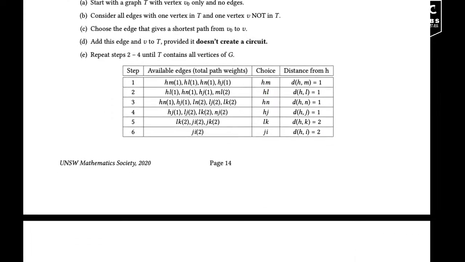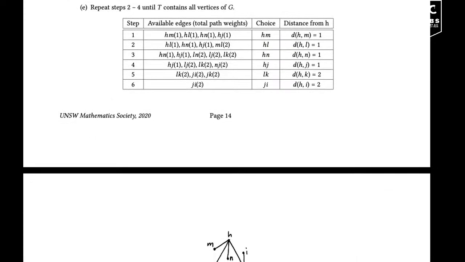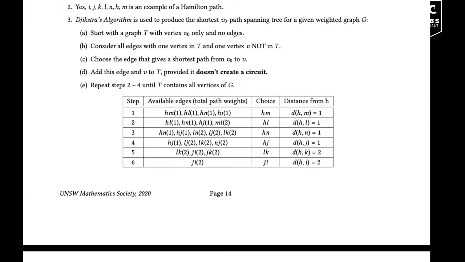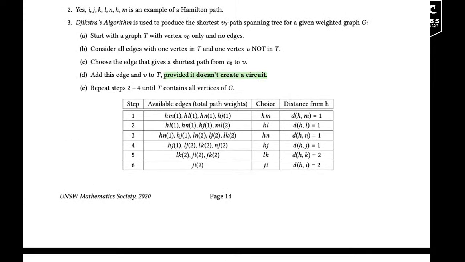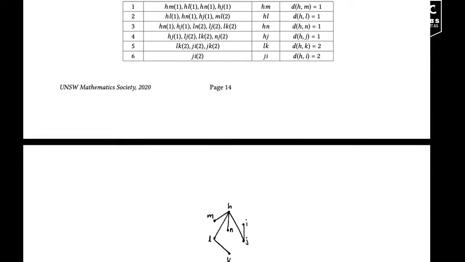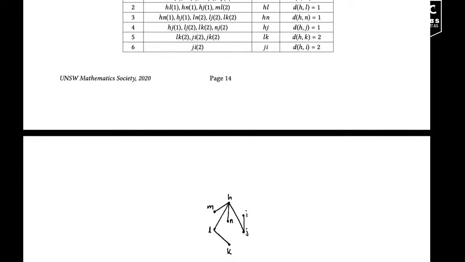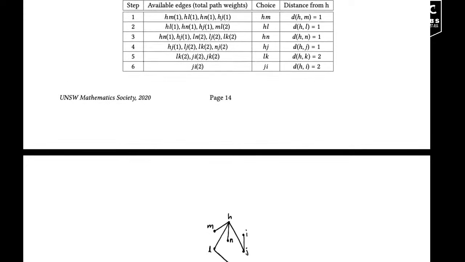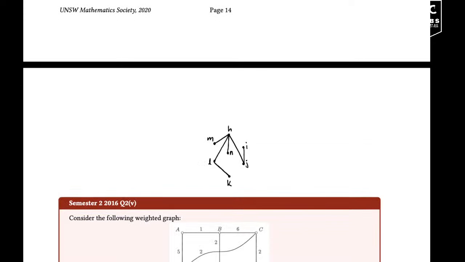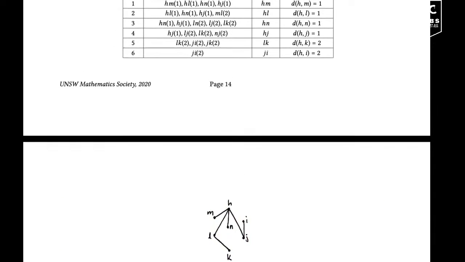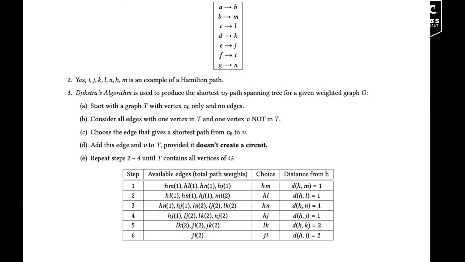You essentially do the exact same thing for all the other steps, but keep in mind that when you choose the edge, you need to make sure that it doesn't create a circuit, because you are finding a tree, and a tree can't have any circuits. Once you've done that, you end up with your tree here, and that's how you answer the question. For Dijkstra's algorithm, it's pretty straightforward. For all of these questions, you just do the exact same method.